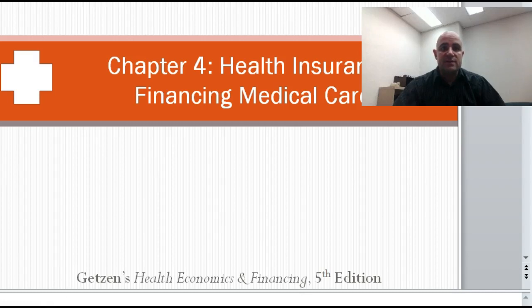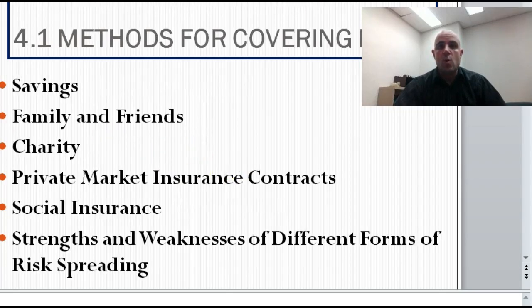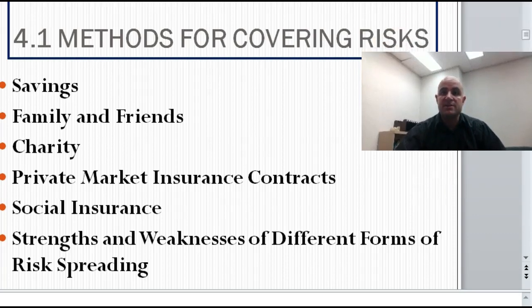And if we look at this here, so why do we need insurance? So when it comes down to it, there are methods for covering risk. Medical bills can be very, very expensive. So how do you protect yourself? How do you cover for that risk of getting sick or injured and having that large medical expense? Well, you can do savings, but that can be tough because it's tough to save up $10, $20, $30, $40, $50,000. Family and friends and charity is also okay, but it's really tough to count on that.